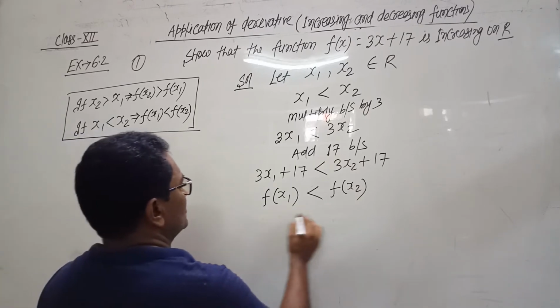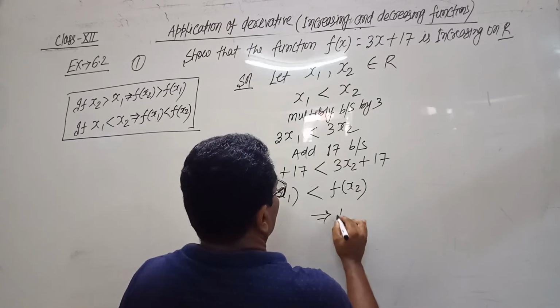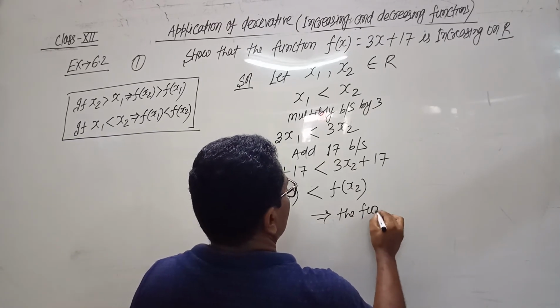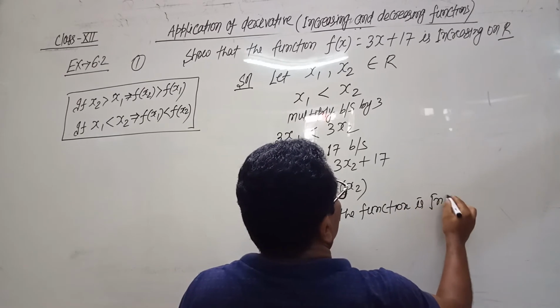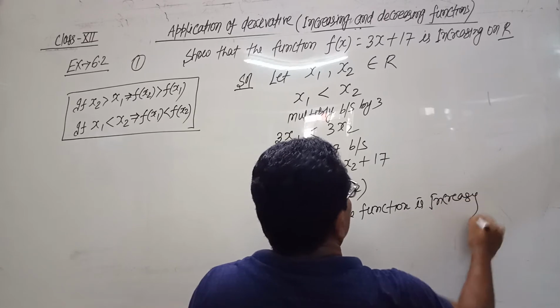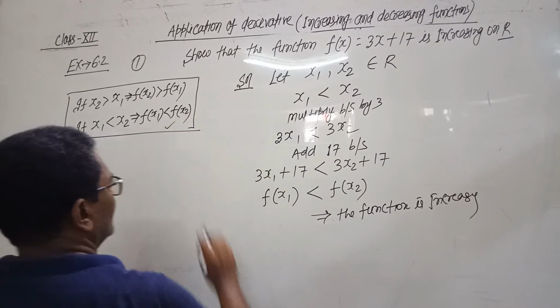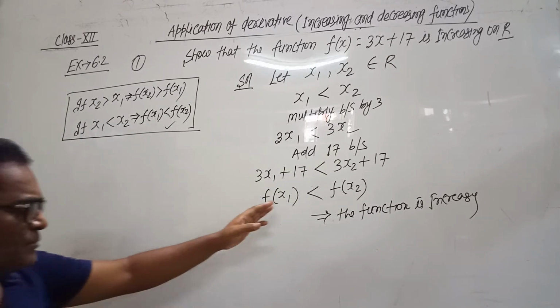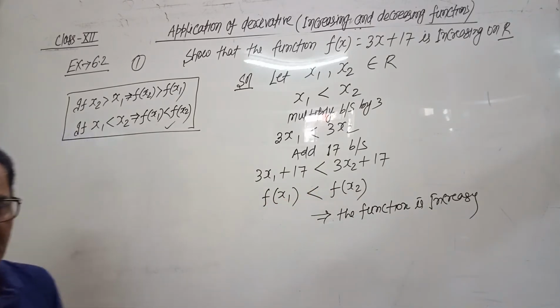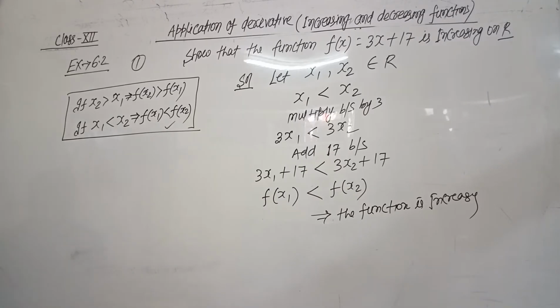This implies the function is increasing. Why is the function increasing? Because we have proved this condition. We have taken x1 less than x2, and we have proved that f(x1) is less than f(x2). So this is the condition for an increasing function.